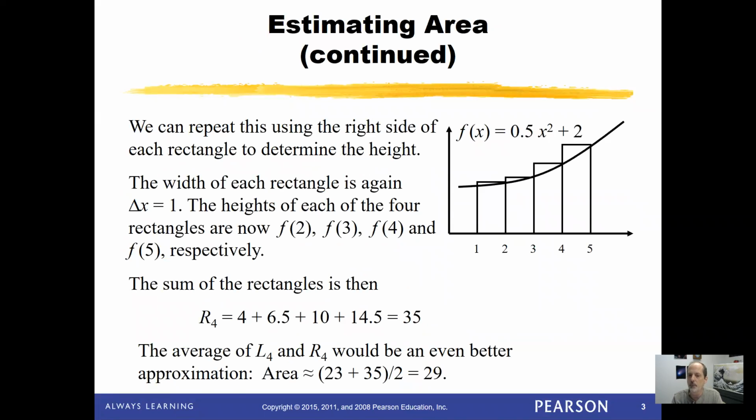Okay, we can do it the other way, and this time we're going to change it to an R. So R means that I'm going to take the right side of the rectangle and where it touches the graph, so that becomes f of 2. And then we use f of 2, f of 3, f of 4, and f of 5. And we still use delta x. But then we call that R.